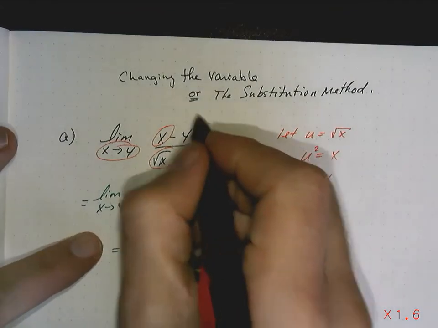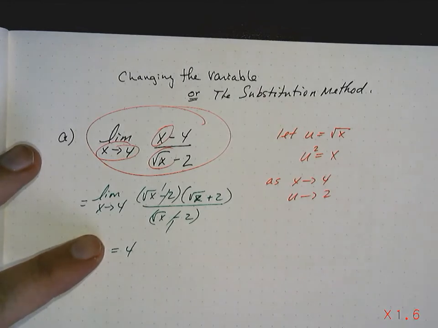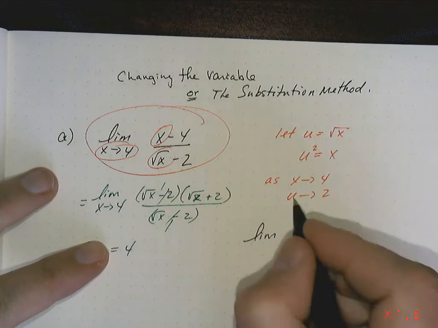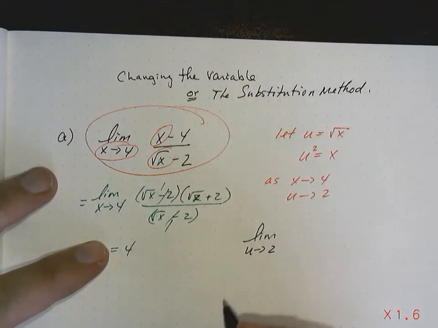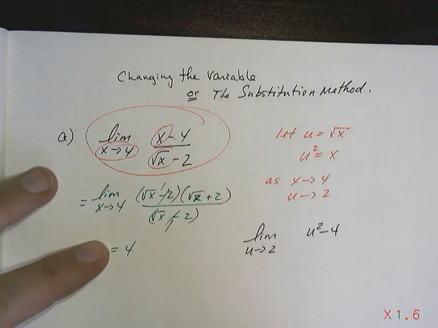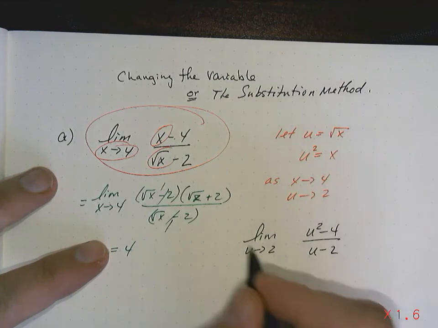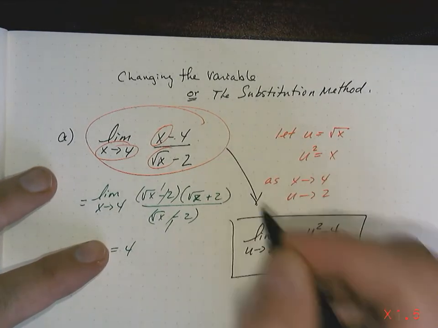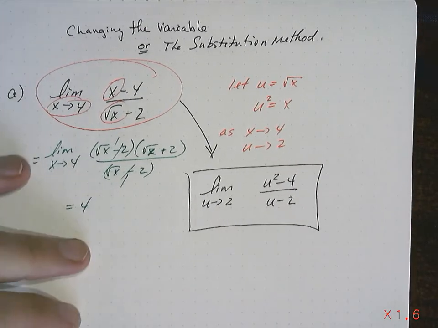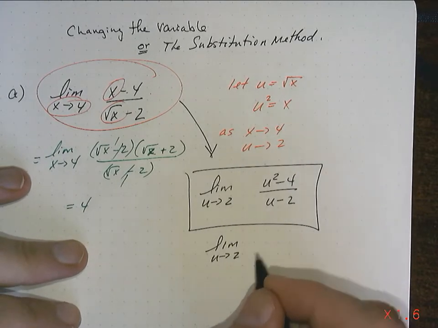So I'm going to take this entire question now and write it in terms of u. It's going to become limit as u approaches 2 of u squared minus 4 over u minus 2. And you have now created a brand new question that looks a heck of a lot easier than the other one. And hopefully you would know to use a difference of squares.